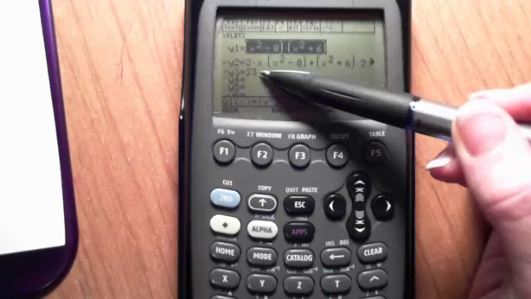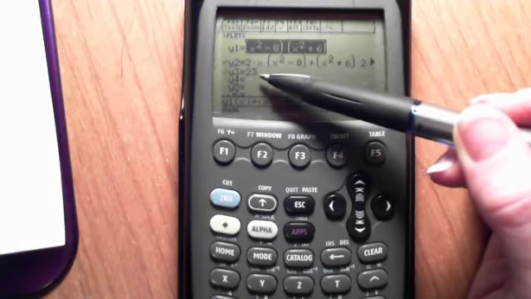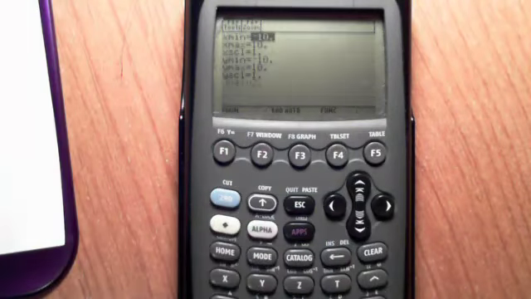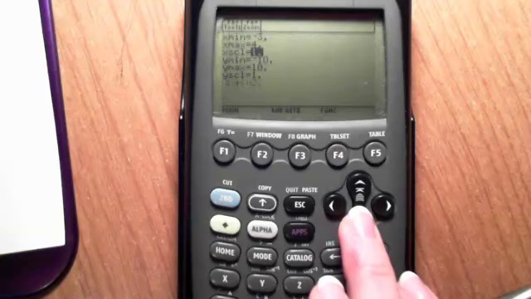So for my y min and my y max, I need to make sure that that's somewhere in the middle so that I can see it. So I'm going to go to my window and I'm going to set my x min to -3, which is my a value. I'm going to set my x max to my b value, which is 4. I'm going to ignore the scale. I don't really care what the scale is.